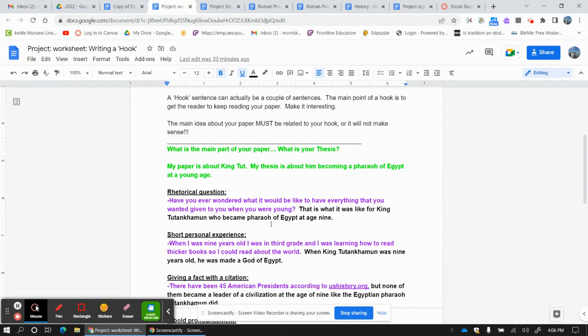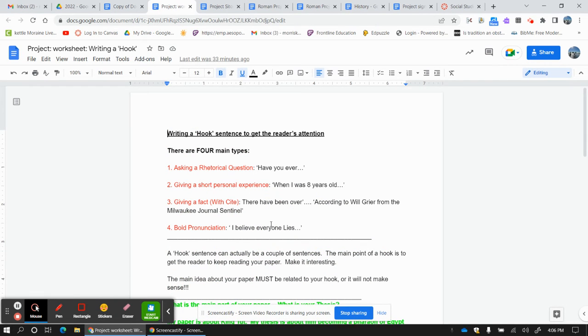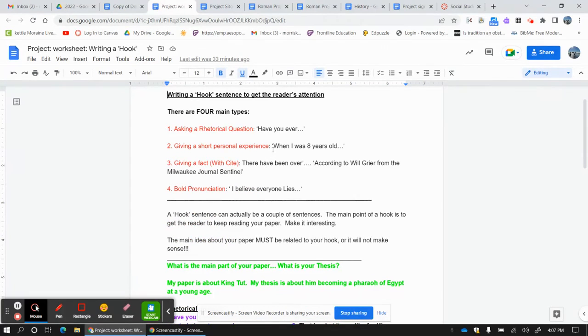But you also have to write a hook. We did this in class too, remember? Are you going to ask a question? Have you ever? Are you going to give a short personal experience? When I was 8 years old, are you going to give a fact with a cite? There have been over 18 different laws that state blah, blah, blah, according to Will Greer from the Milwaukee Journal Sentinel. Or are you going to make a bold pronouncement? I believe everyone lies. What kind of lead hook are you going to use for yours?